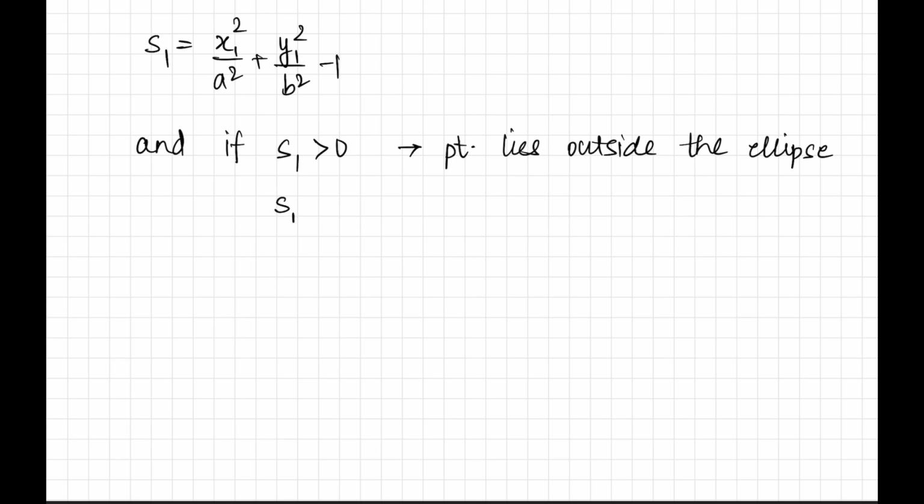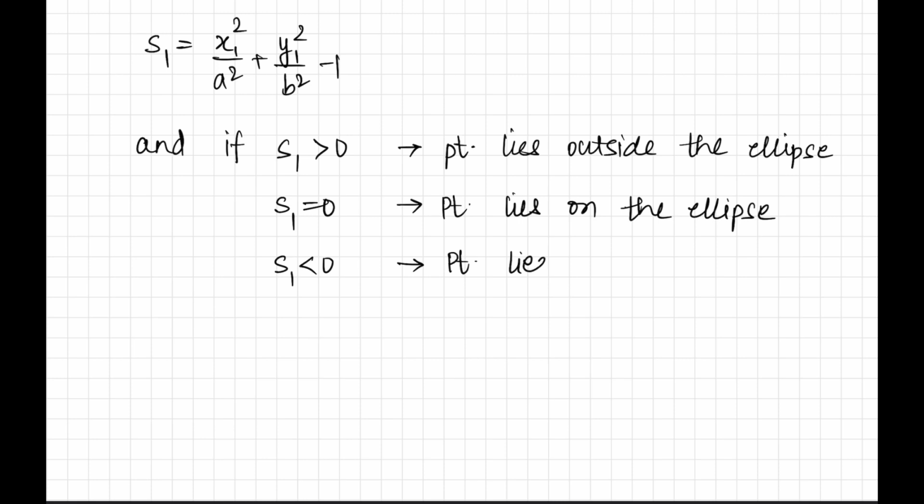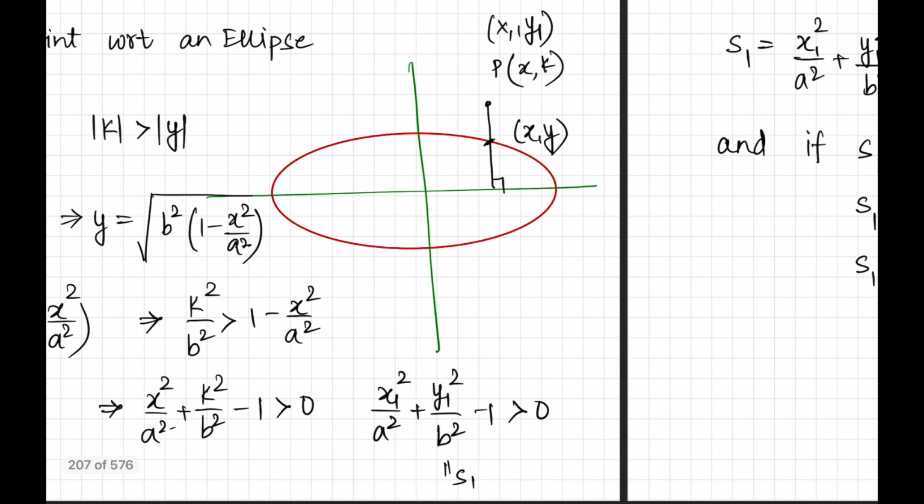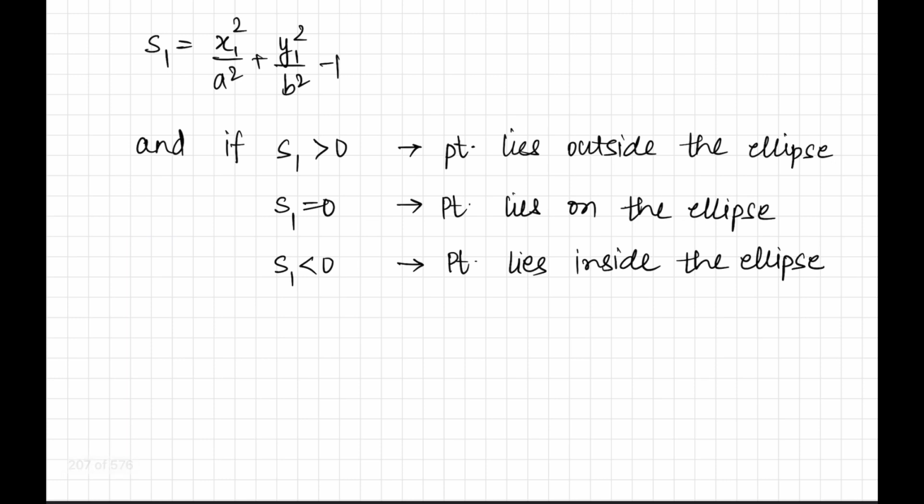If S1 is equal to 0, the point lies on the ellipse. If S1 is less than 0, then the point lies inside the ellipse. So this is the condition, and in this way we can find out whether our point is lying inside the ellipse, outside, or on the ellipse. So these are the three things that we have to remember.